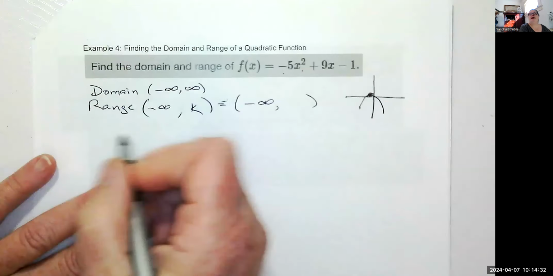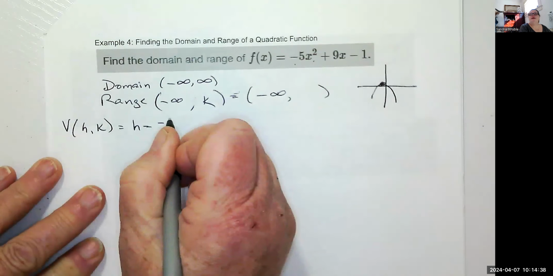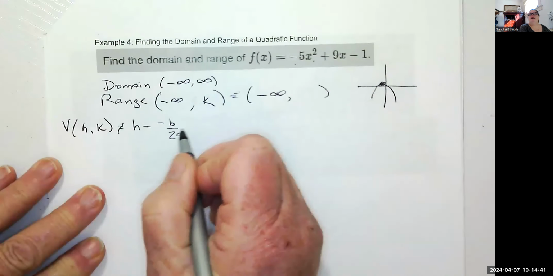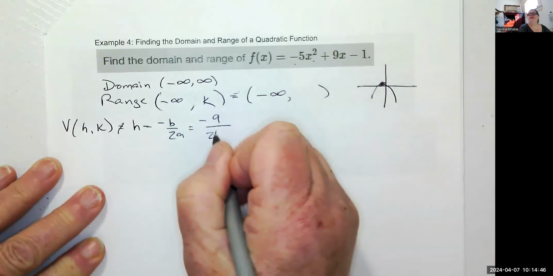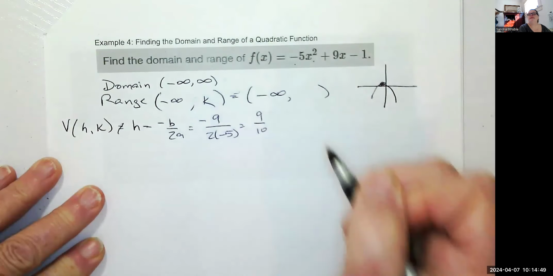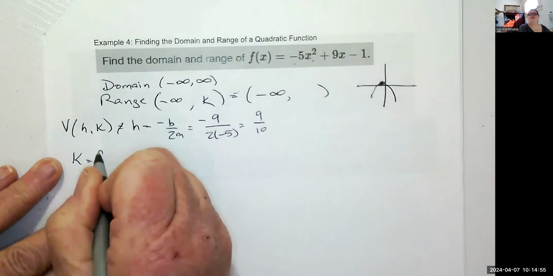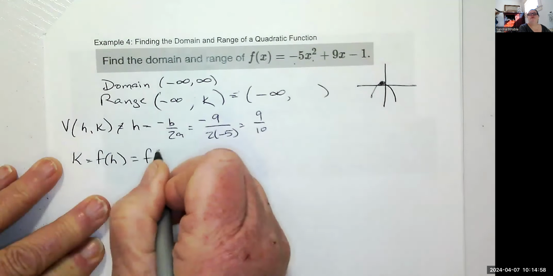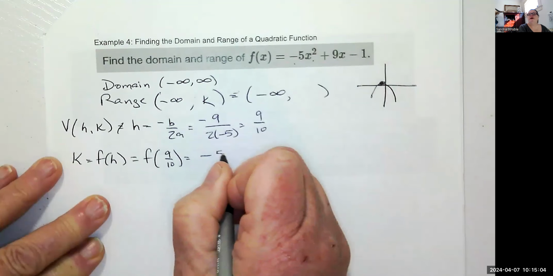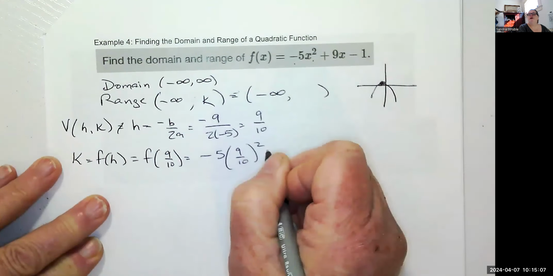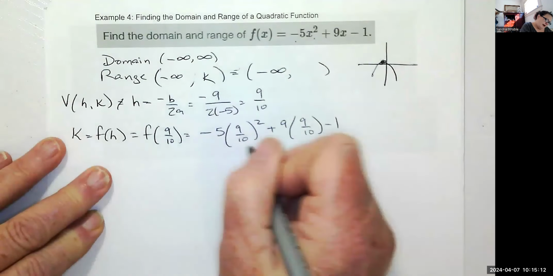To do that, let's find our vertex. Our vertex is (h, k). H is negative b over 2a. Negative b was negative 9, so 9 over 2 times -5. So that's 9/10, and it's positive. That's my h. My k is f of h, which is f of 9/10. Plug in 9/10 everywhere there's an x. -5 times 9/10 squared plus 9 times 9/10 minus 1. Do a little algebra.